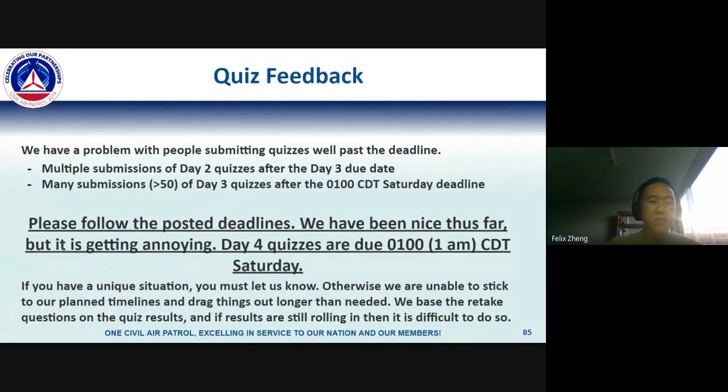And some stuff from me. We have a problem with people submitting quizzes well past the deadline. I was tracking multiple submissions of day 2 quizzes, or week 2, that was 2 weeks ago, even after the day 3 due date. And I had more than 50 different quiz submissions after the 0100 CDT deadline this Saturday.